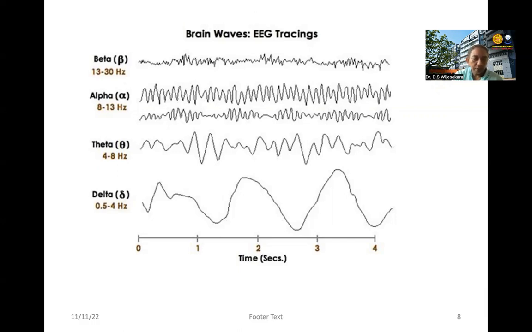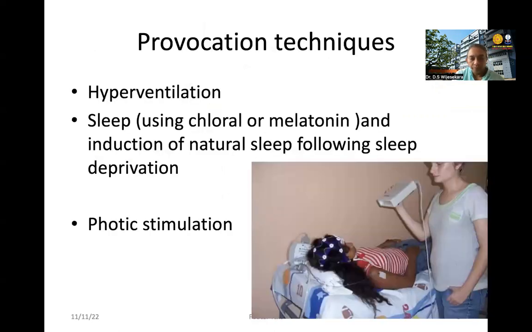Theta is a bit slower. It is 4 to 8 hertz. And delta is even slower. It's 0.5 to 4 hertz.